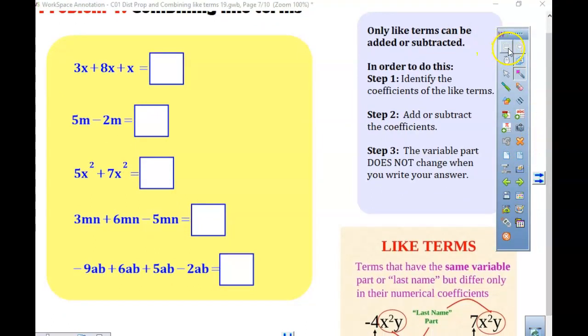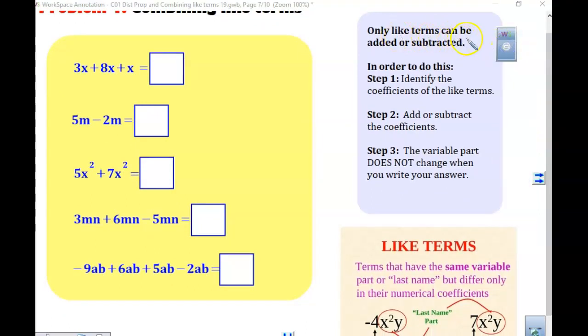So first off, when we take a look at this, it says only like terms can be added or subtracted. Here are your steps in order. Identify the coefficients. Remember, coefficient is the number times the variable. Add or subtract the coefficients, then the variable part does not change. This is key. When you add x and x, it does not become x squared.